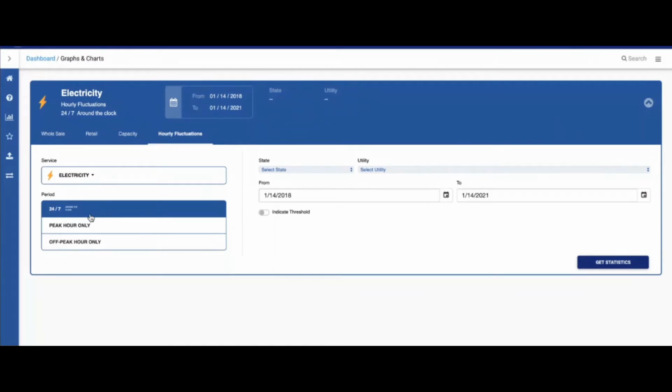The second section is the lower section. On the left-hand side, you see the selection of the service type, electricity or gas. And also you see 3 selections: 24/7, around the clock, peak hours, or off-peak hours only. That essentially narrows down the graphs into either graphing everything together, or peak separately or off-peak separately, and 2 commodities. On the right-hand side, you see the selection for the parameters: state, utility that you want to graph, and the time range.